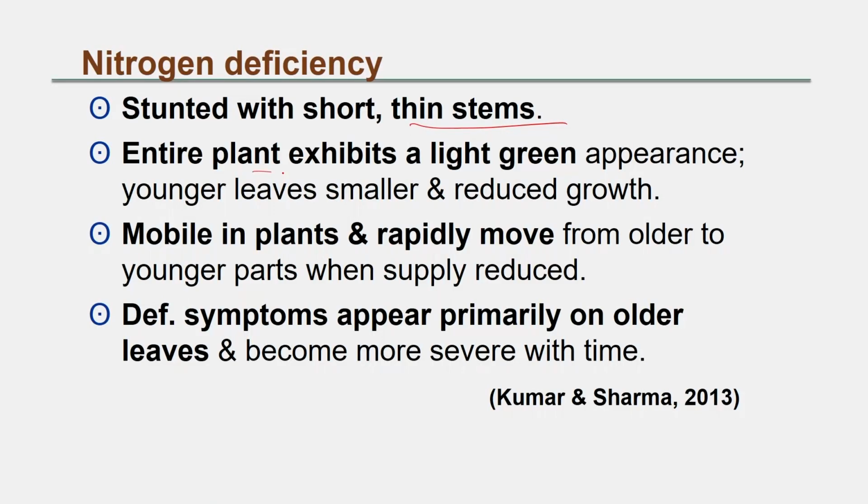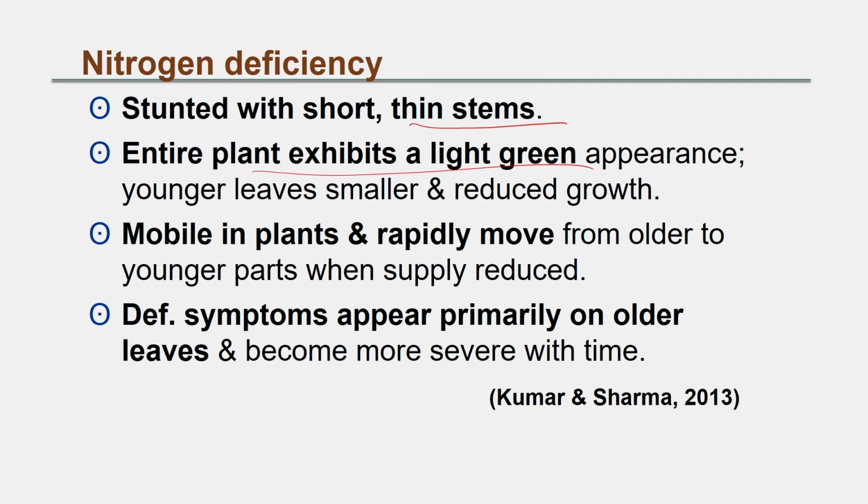Its deficiency can lead to reduction in growth, reduction in fiber yield, and other aspects. So what happens in deficiency is stunted growth with short and thin stems. Entire plant exhibits a light green color, or chlorosis happens, and there is reduction in leaf growth or leaf size and also overall plant height and growth.